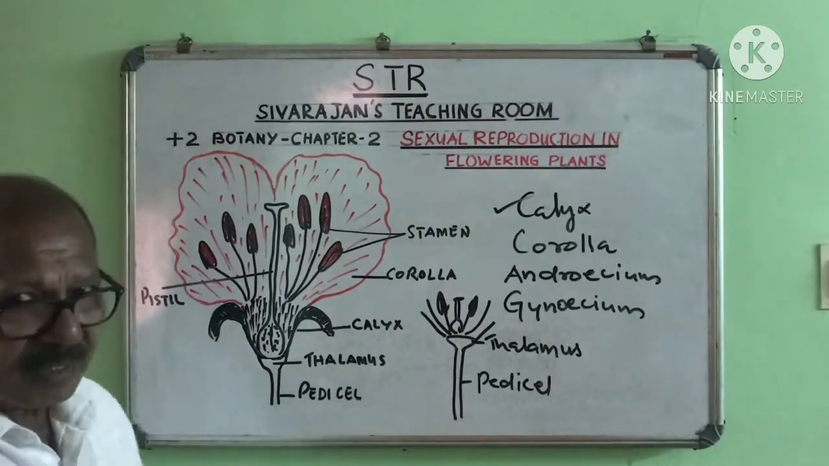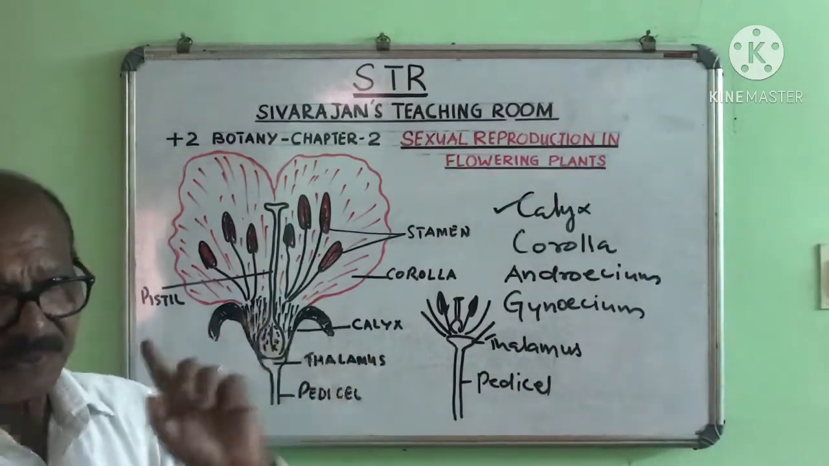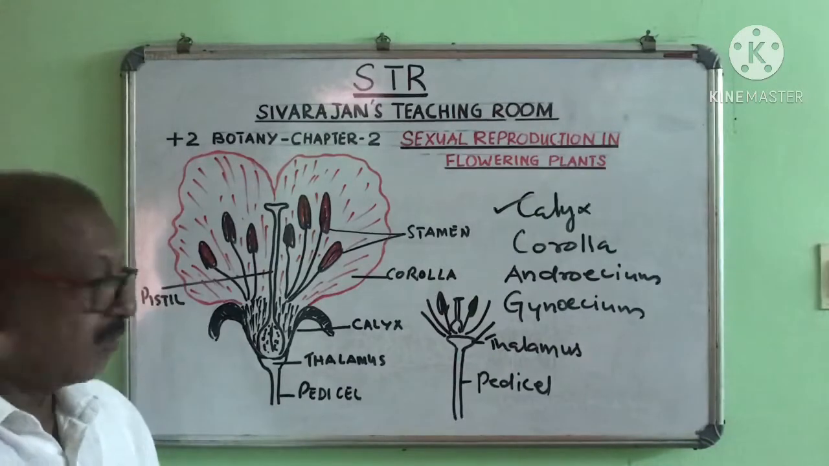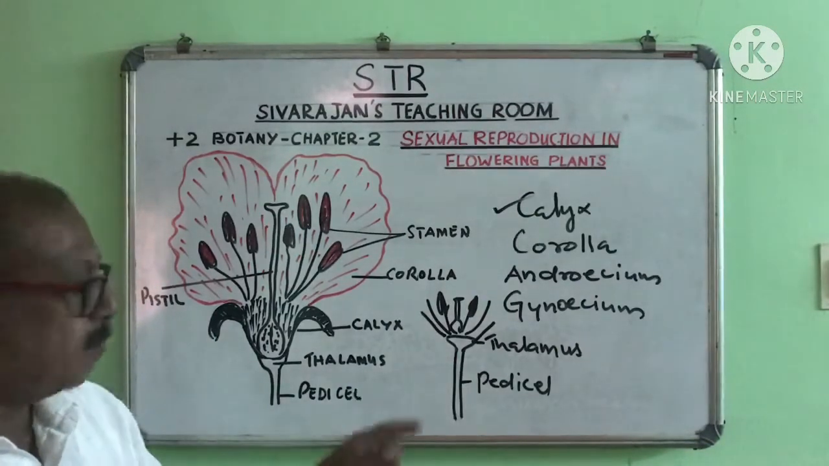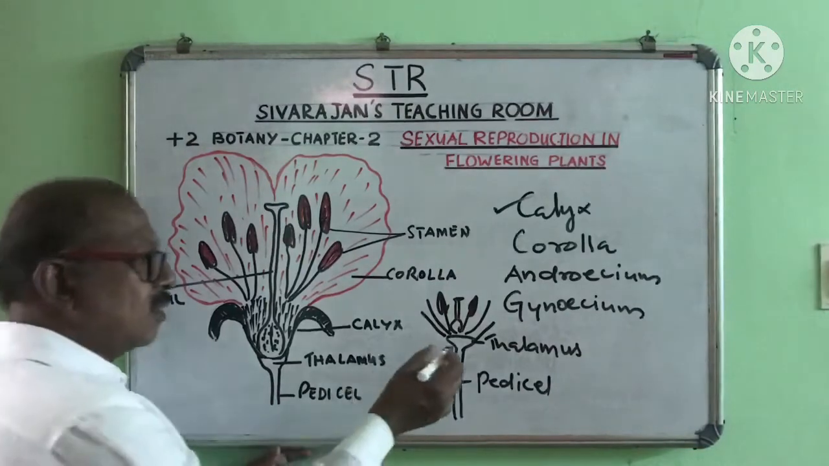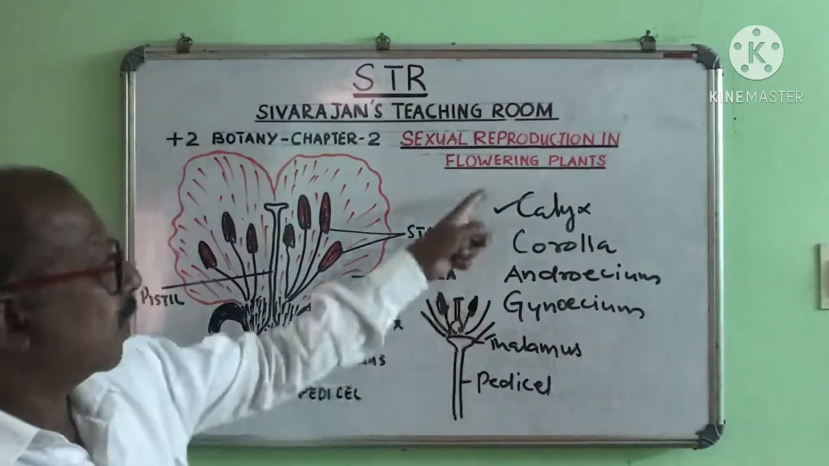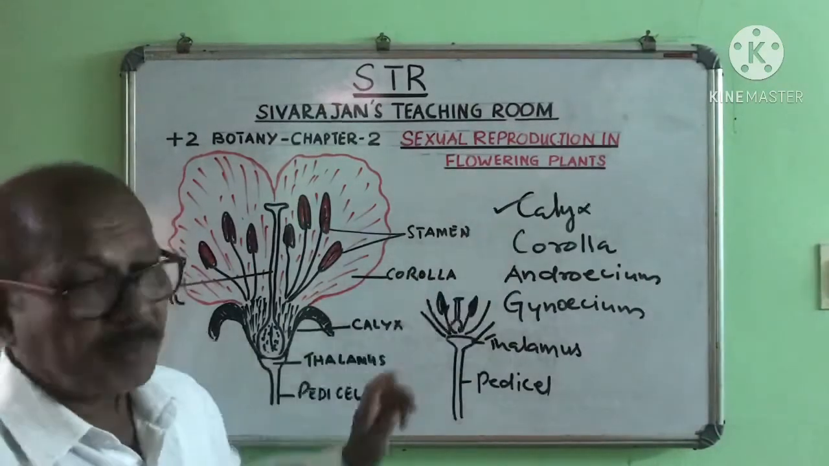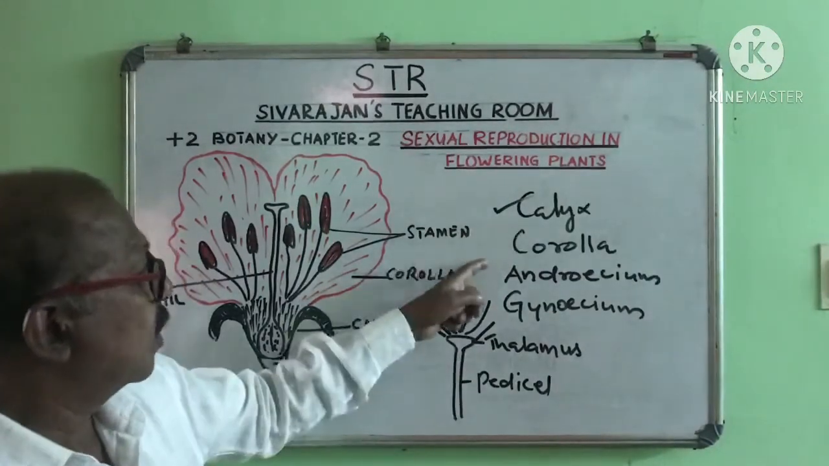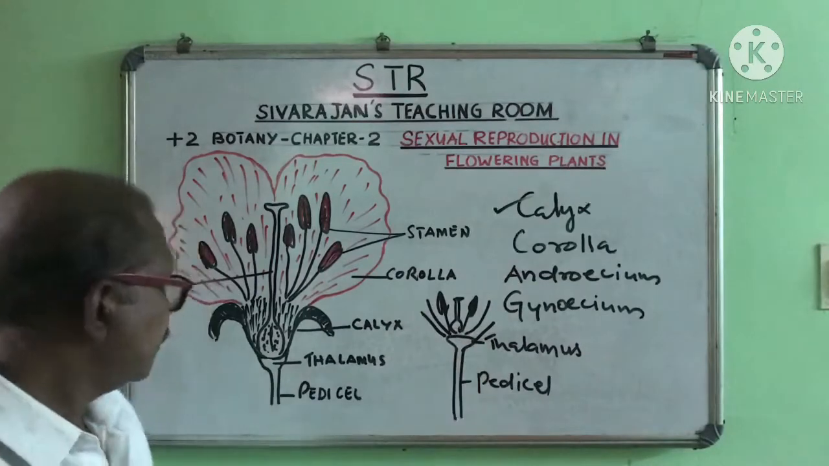So what is pedicel? The stalk-like structure that holds the flower is the pedicel. And what is thalamus? Thalamus is the platform-like or flat tip of the pedicel. And it is on this thalamus that the floral parts are arranged. And there are four different parts to the flower: calyx, corolla, androecium, and gynoecium.